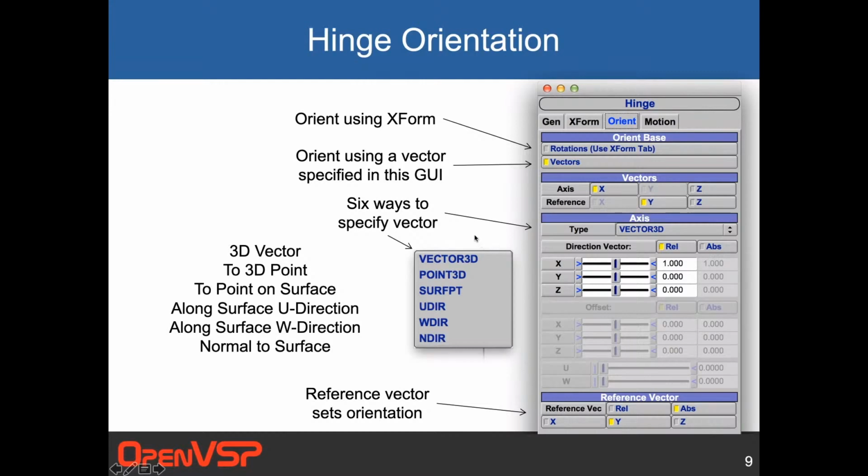for how to specify the vector. So you can either do a 3D vector, you can choose a point in 3D, you can choose a point on another surface, or you can choose the U, W, or normal direction from another surface. And all these options allow you to choose what is that other surface that it's normal to, an offset from it, an XYZ point, start and end, the UV, etc., how to do that.